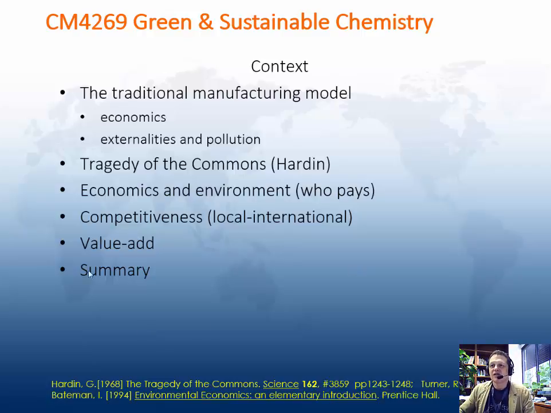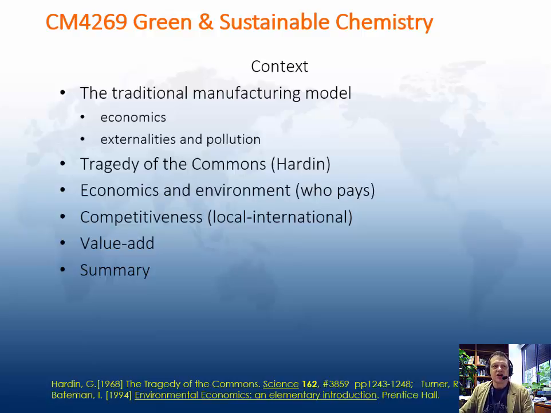Okay, so here is where we're going today. We're going to look at the traditional manufacturing model. We're going to think about the economics of that model, and of course the chemical industry is part of the manufacturing sector, therefore it's very relevant. And we'll look at the idea of externalities and pollution. We will then briefly think about some of the implications for our world, for industry, working in an environment. We'll close with just a summary.